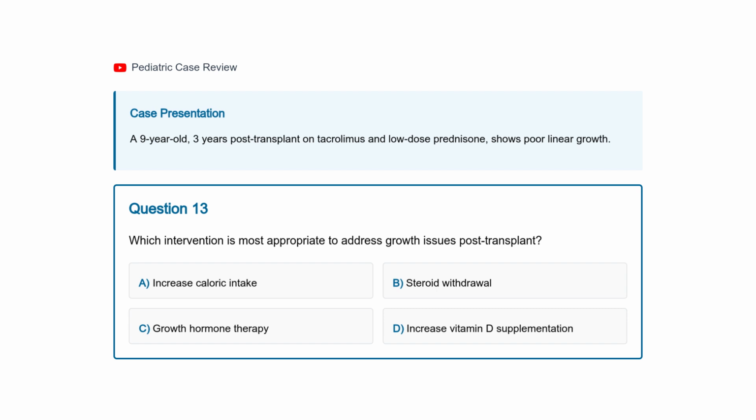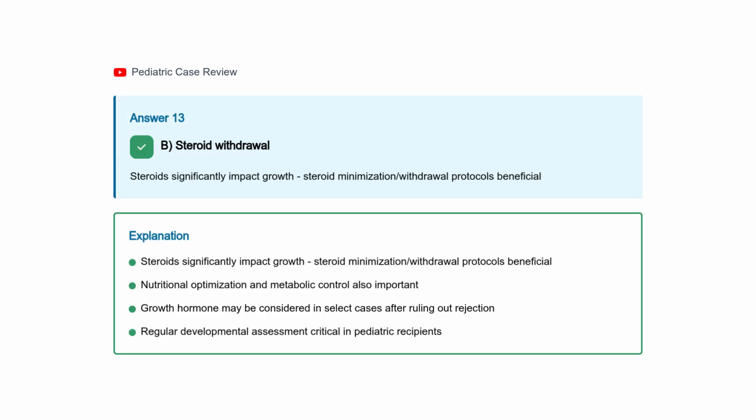A 9-year-old, 3 years post-transplant on tacrolimus and low-dose prednisone shows poor linear growth. Which intervention is most appropriate to address growth issues post-transplant? Option A, increase caloric intake. Option B, steroid withdrawal. Option C, growth hormone therapy. Option D, increase vitamin D supplementation. The correct answer is B, steroid withdrawal.